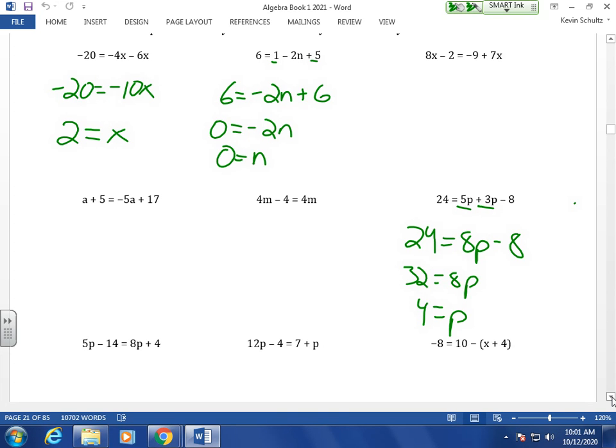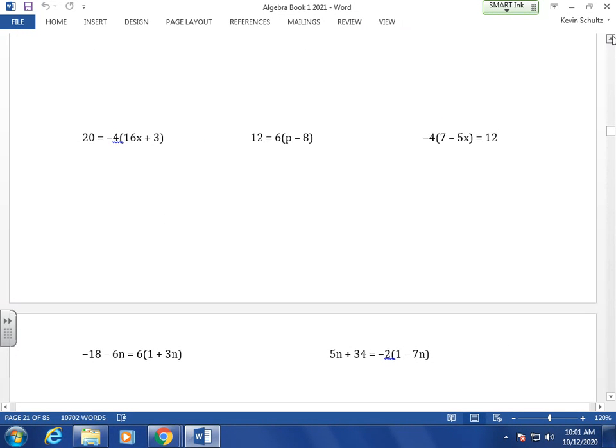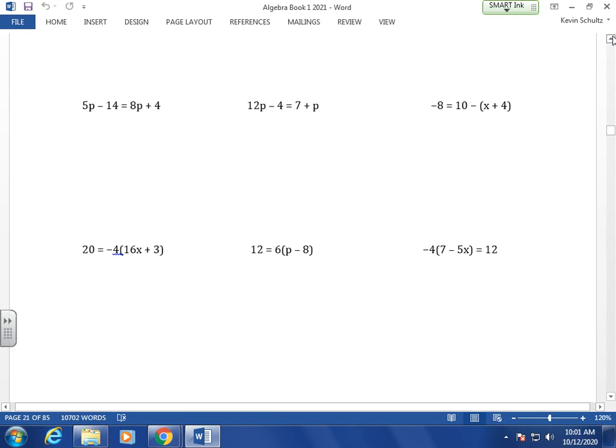Questions on those 3? Those are kind of the combining like terms, and the other 4 were, I believe, all distributive property stuff. Okay. So moving on down to distributive property. Negative 8 equals 10 minus, and then in parentheses, x plus 4.